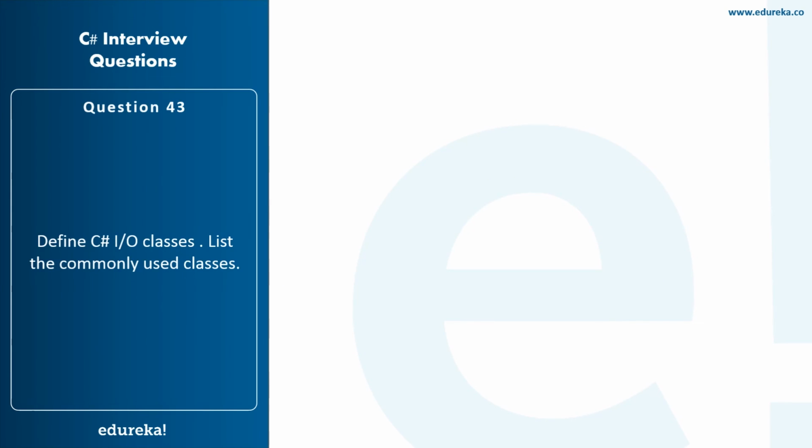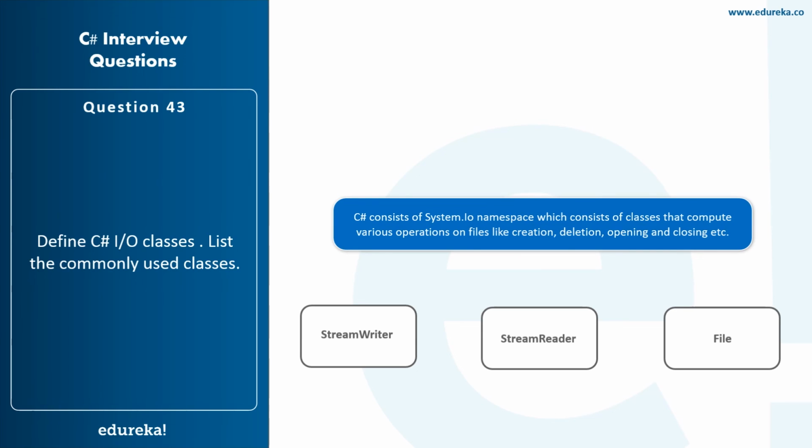So now I'll move on to the next question, which says define C# IO classes and list the commonly used classes. So I'm now entering the file handling part of C#, guys. C# consists of the System.IO namespace, which in turn consists of classes that perform various operations on files like creation of a file, deletion of a file, opening a file, and closing a file. All right. Few commonly used IO classes are listed below, which are StreamWriter, StreamReader, and File. I had explained to you about StreamWriter and StreamReader before. I think now you'll be able to relate with it, even if any of you had some problem while understanding that part. So these are basically the commonly used IO classes in C#.